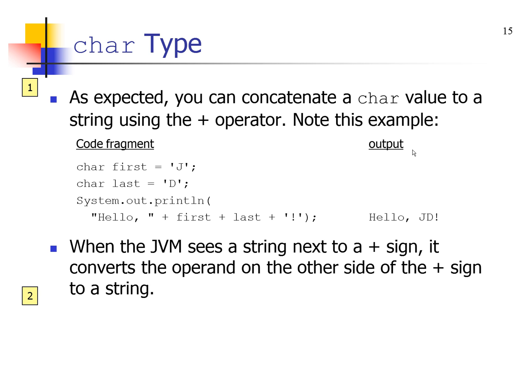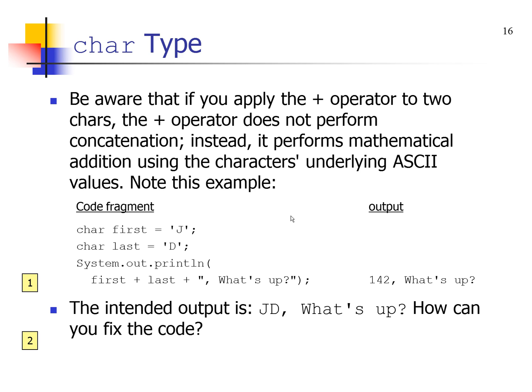So the character type, we talked about that already. Now let's talk about concatenations. As explained, you can concatenate a character value to a string with the plus operator, so we can actually add them together. When the JVM sees a string next to a plus, it converts everything to a string. I actually covered this way back when. Even though first and last are characters, we're concatenating them with a string, so they actually get converted to a string. Be aware that if you apply the plus operator to two characters, then you get numerics.